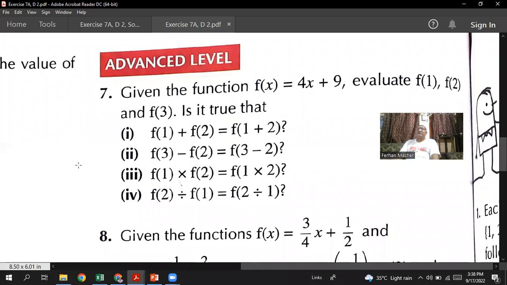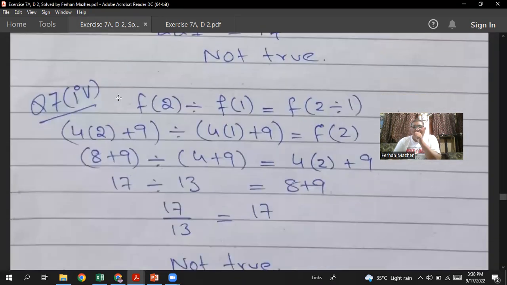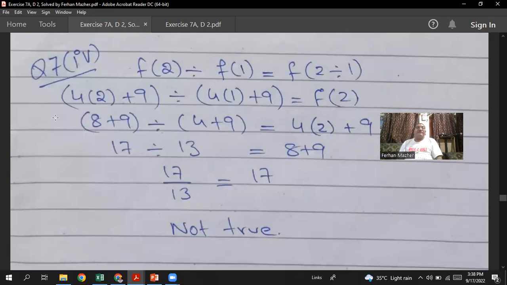f of 2 divided by f of 1 is equal to f of 2 divided by 1. Okay, so f of 2 divided by f of 1 is equal to f of bracket 2 divided by 1 bracket close. So f of 2 will be 4 into 2 plus 9, bracket close, divided by bracket start f of 1, that's 4 into 1 plus 9, bracket close, is equal to f of 2. So this will be 8 plus 9 divided by, in the bracket, we have 4 plus 9, equal to 4 into 2 plus 9. So it will be 17 divided by 13, and this side 8 plus 9.